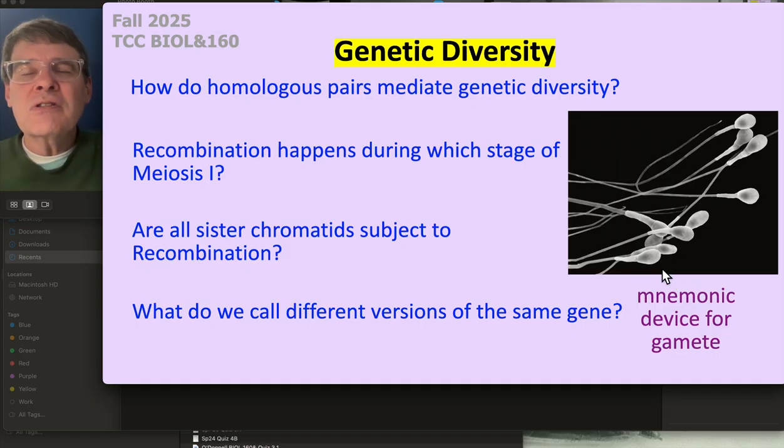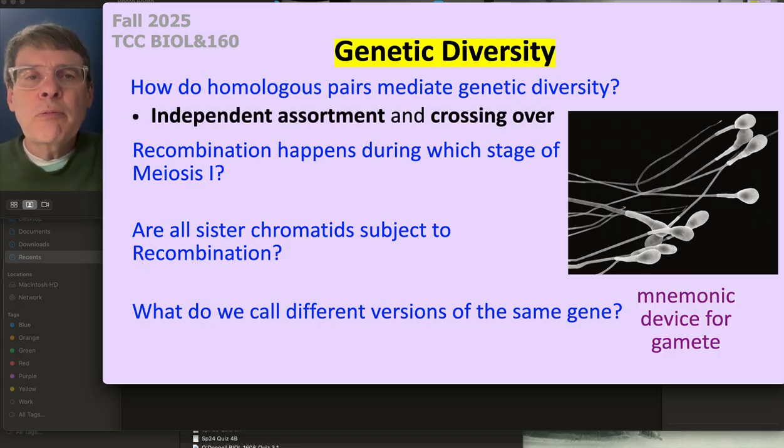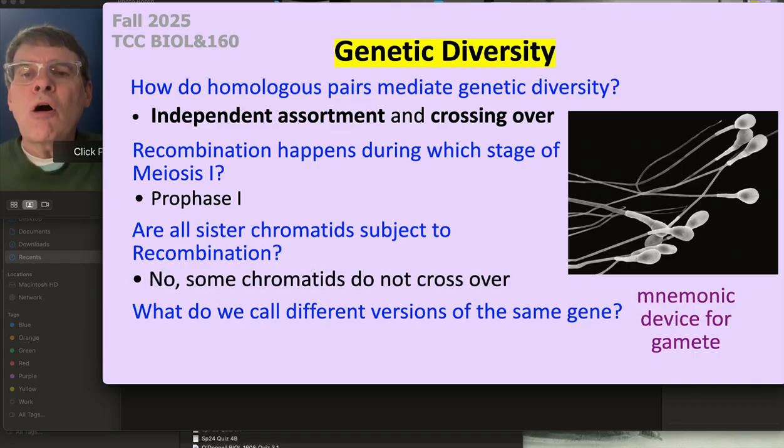Some practice questions. How do homologous pairs mediate genetic diversity? Via two mechanisms: independent assortment and crossing over. Recombination happens during which stage of meiosis 1? During prophase 1. Are all sister chromatids subject to recombination? No, some chromatids do not cross over.